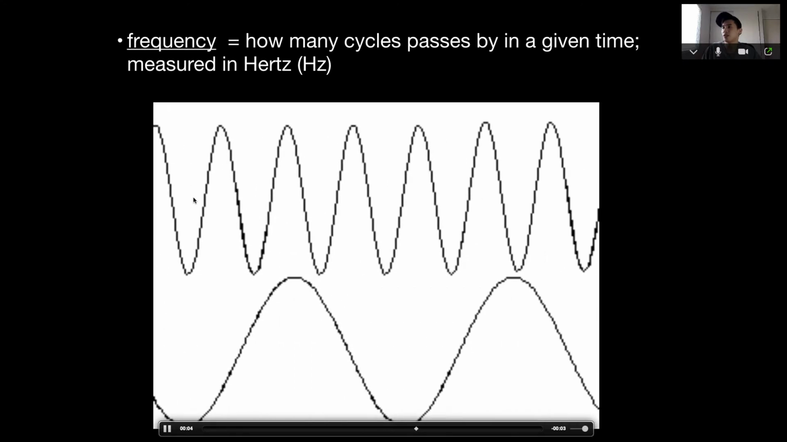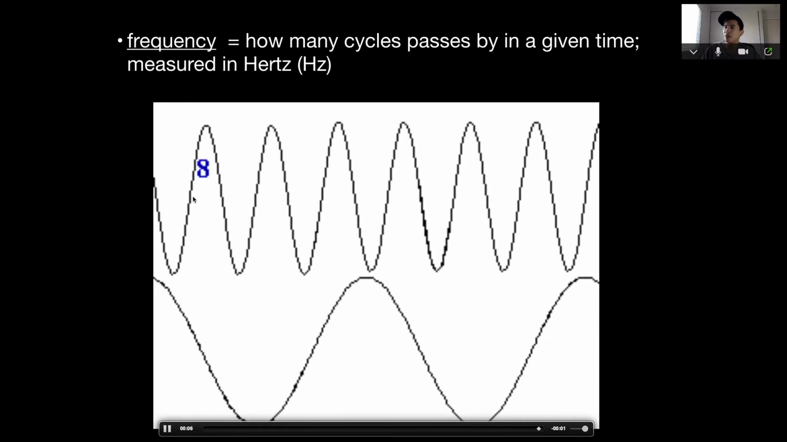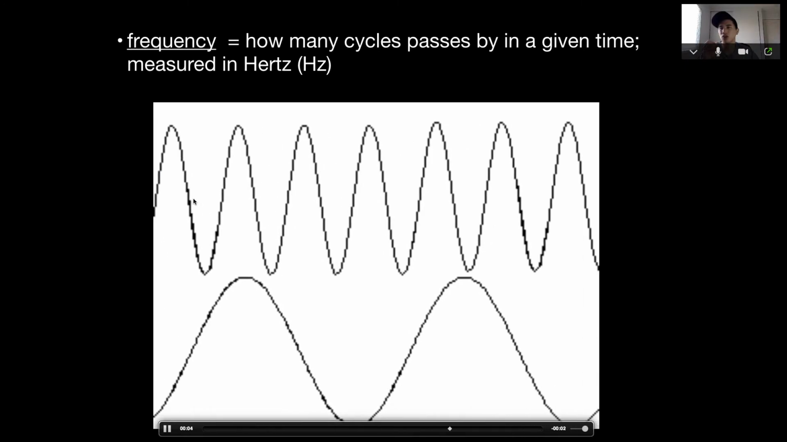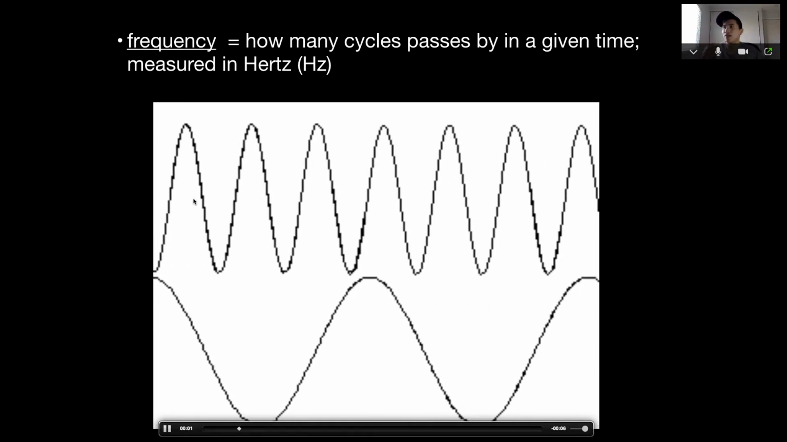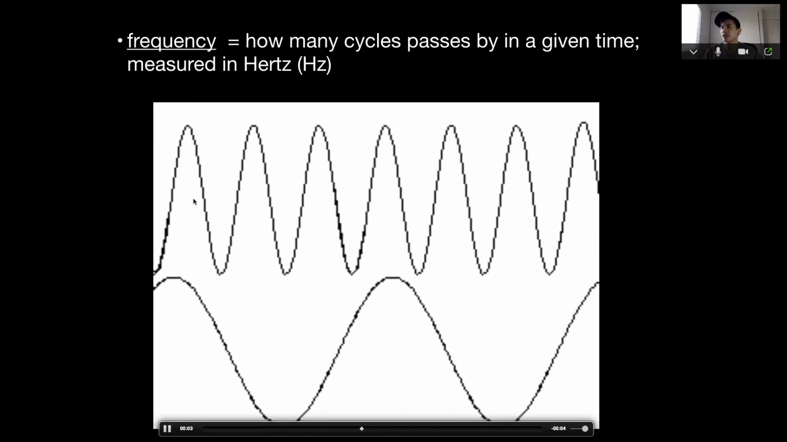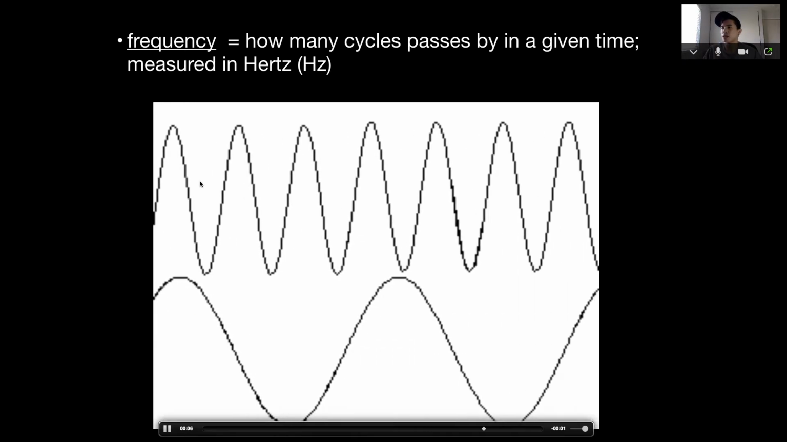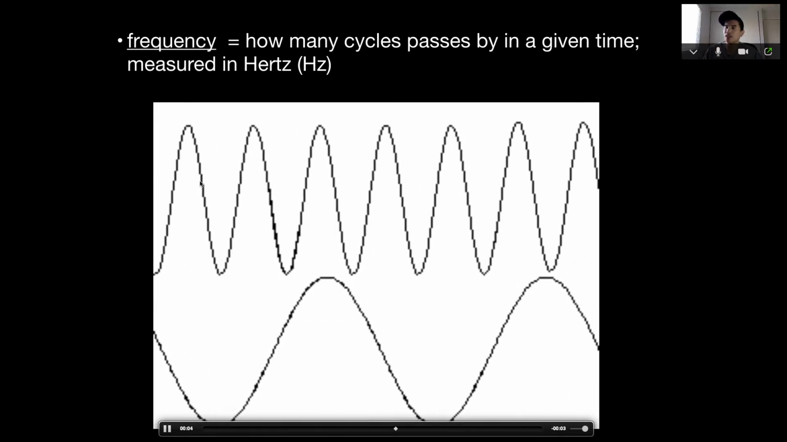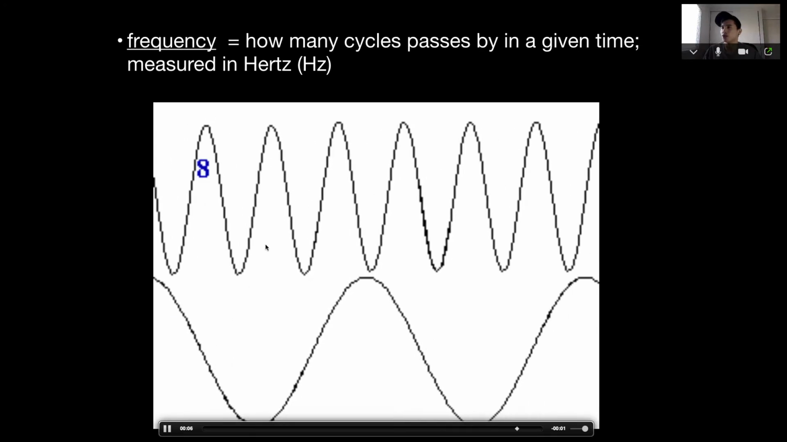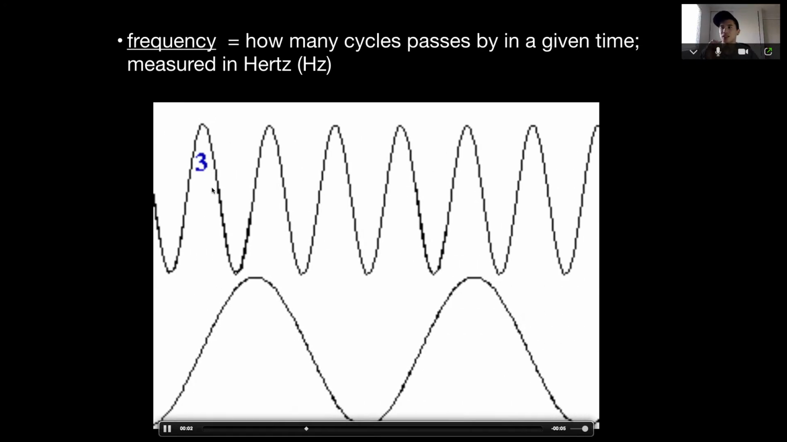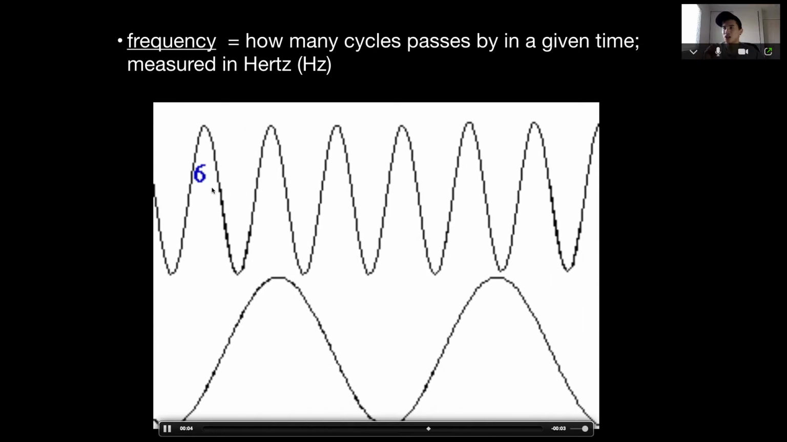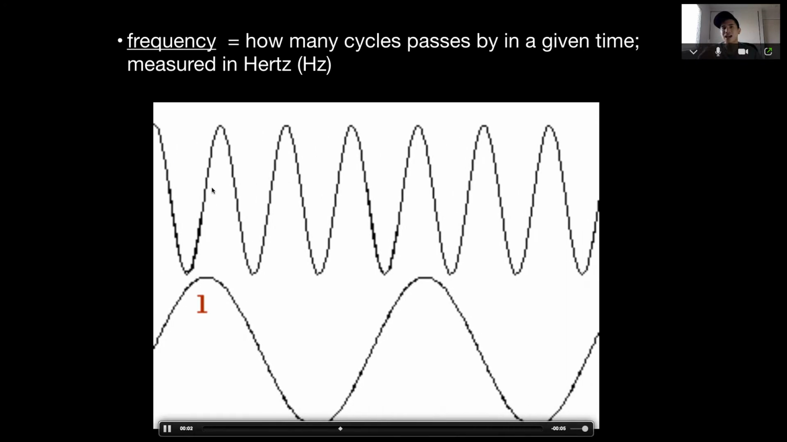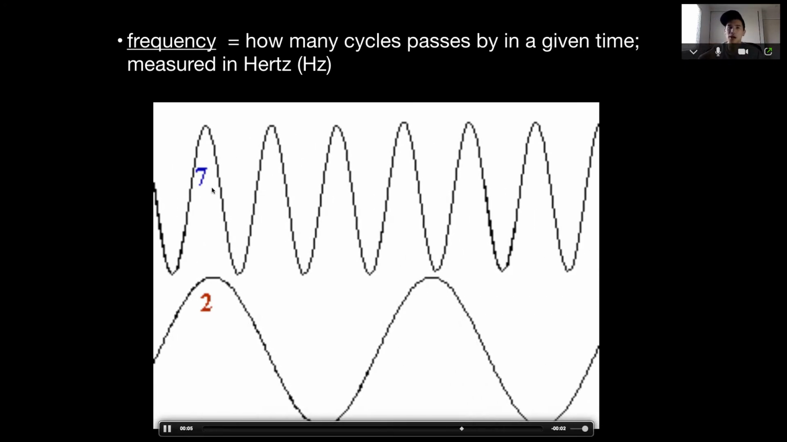And you can see here that if I just hover my mouse here, you can literally count how many cycles of the wave pass through within some given amount of time. You can see that the wave on the top is happening, or the cycles are happening, more frequently than the wave on the bottom. So you can conclude that, hey, these two waves are different frequencies, and the wave on top is at a higher frequency than the wave on the bottom.